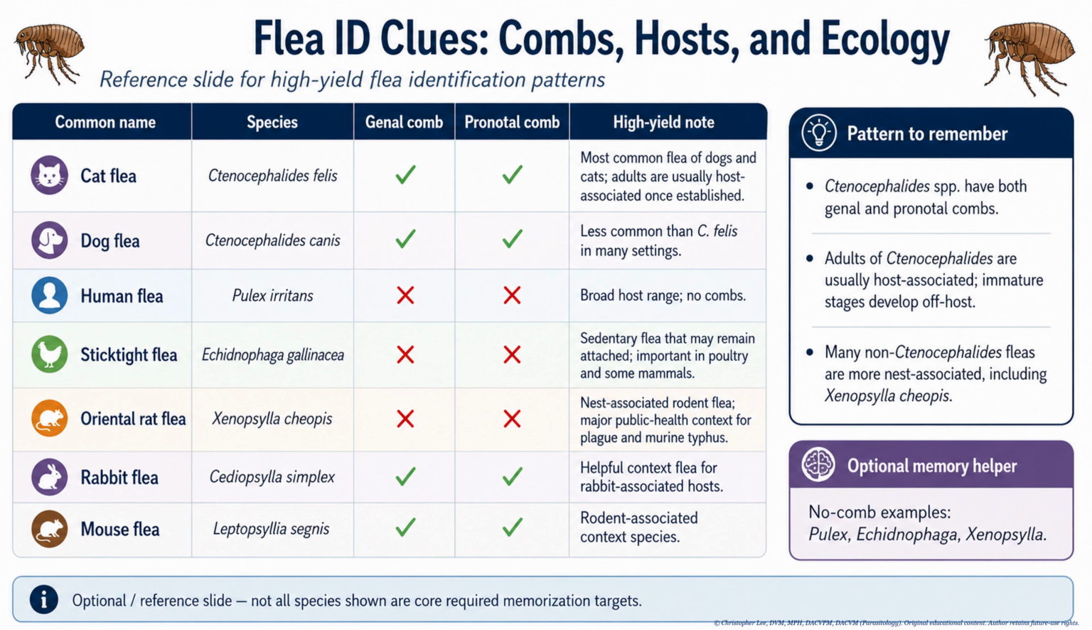Species identification may be particularly important during public health investigations. For example, identifying the fleas involved can help clarify vector and reservoir relationships during outbreaks. Outbreaks may include Yersinia pestis, the causative agent of plague, or Rickettsia typhi, the agent of flea-borne or murine typhus.